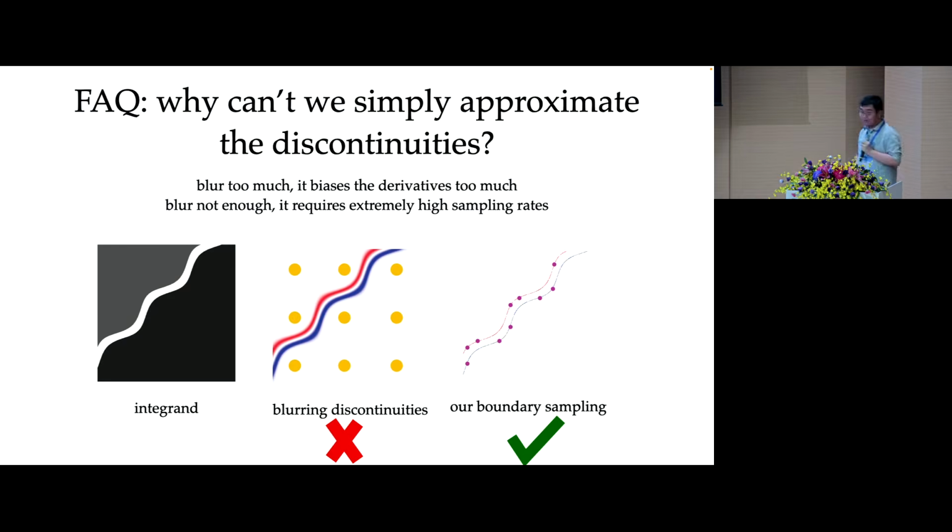Cool. One question we often get from people is, why can't we simply approximate the discontinuities? Why can't we take this discontinuity and approximate it using a smooth function? The problem is that it's very, very difficult to decide how much to blur. If you blur too much, it becomes a completely different derivative, and it will not help your optimization. If you don't blur enough, then because it's an integral, we found that you need extremely high discretization resolution to capture the discontinuity. So there's this dilemma, and it's very difficult to resolve. But boundary sampling solves both problems at the same time without any approximation.